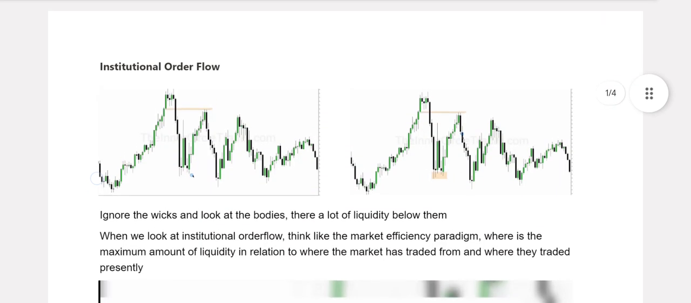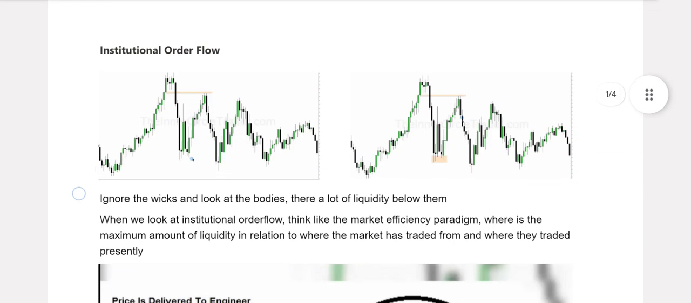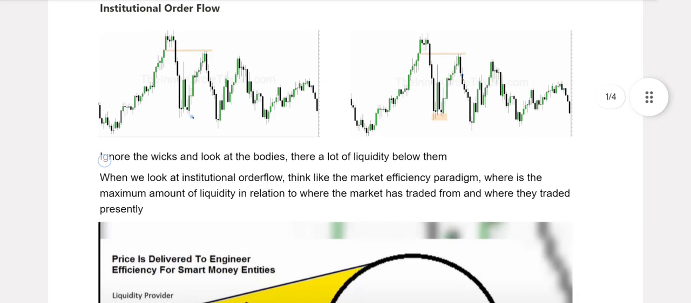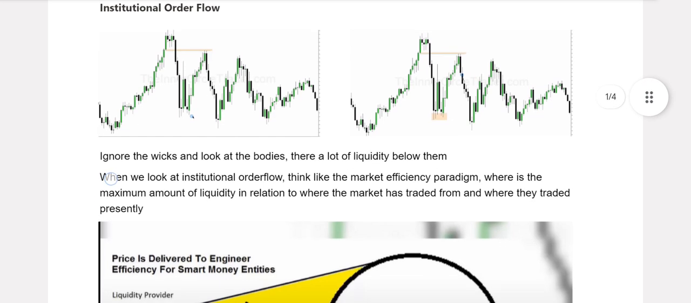Today I want us to talk about institutional order flow. Ignore the wicks. When you are talking about institutional order flow, you should ignore the wicks and look at the bodies. There is a lot of liquidity below them. So you should ignore the wicks when you are looking at institutional order flow.